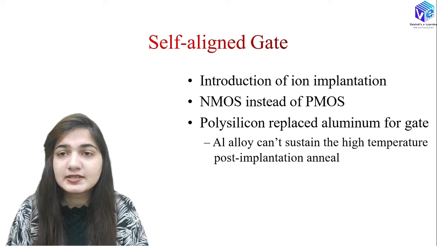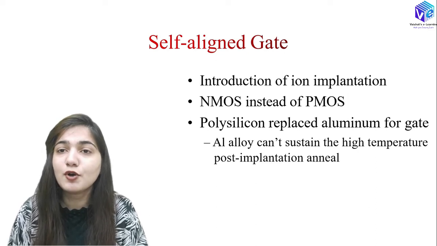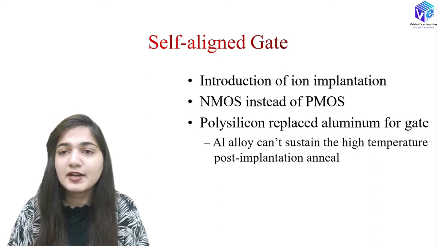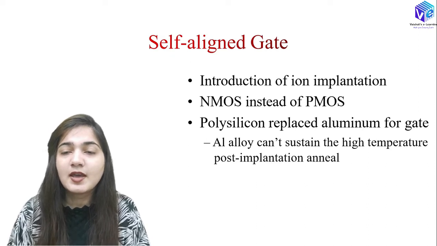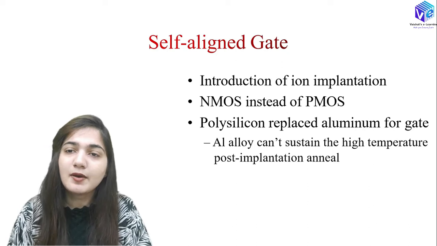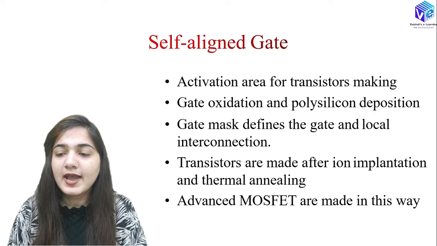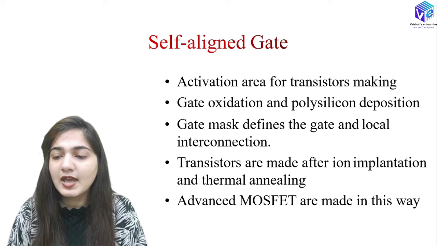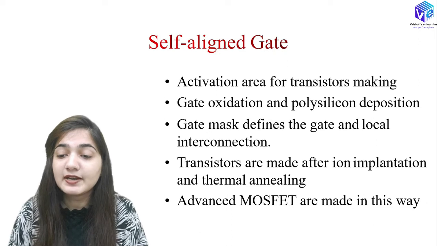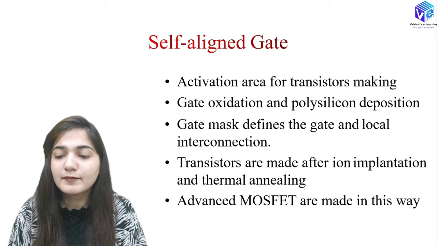Although conductivity is less, it can be tolerated, because we are moving towards smaller and smaller feature size. The advantages are more and the disadvantages are less, so we can replace the aluminium with polysilicon. Now the activation area would be decided for the transistor making, and the gate oxidation and the polysilicon deposition would be done first.